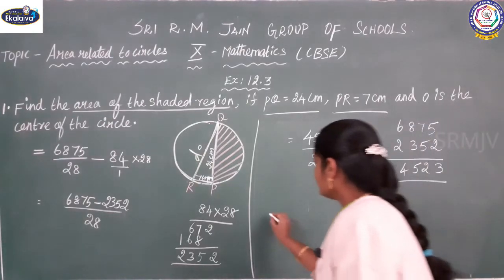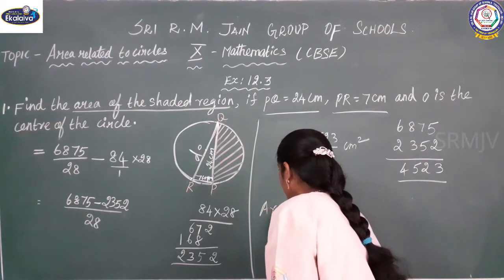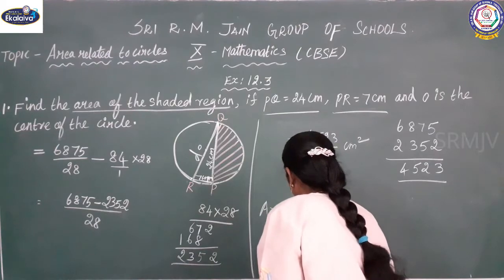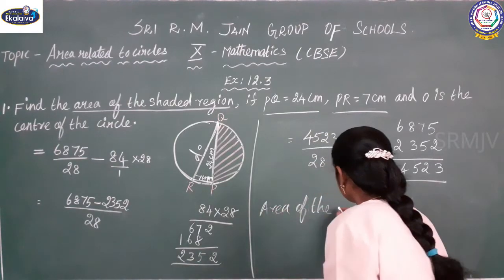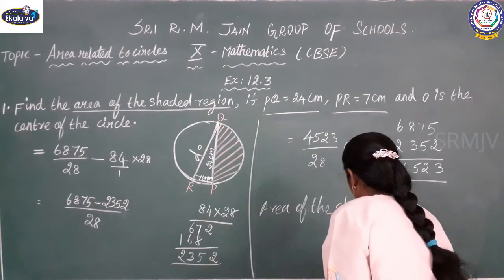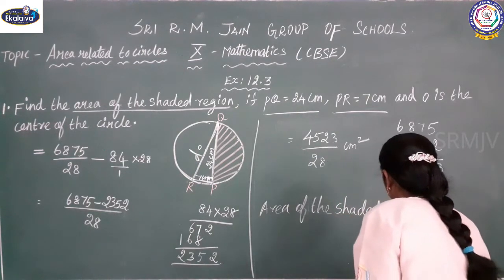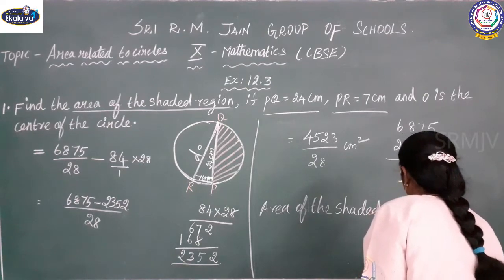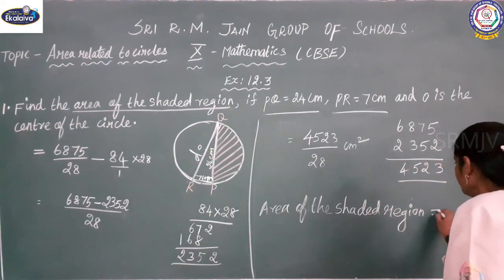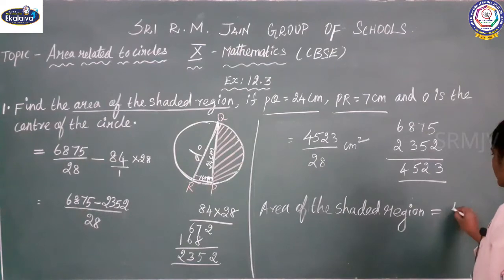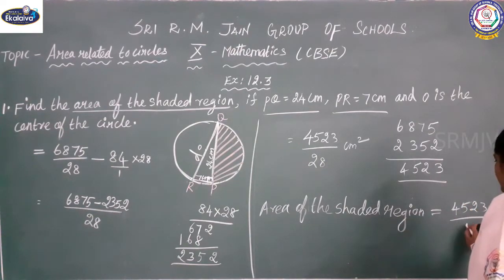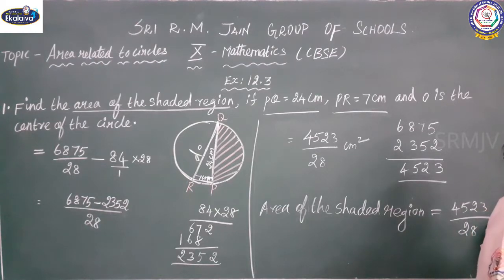Okay? So what is the answer? Area of the shaded region equal to 4523 by 28 centimeter square. Is it clear children?